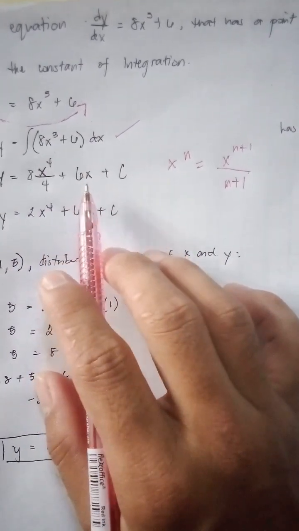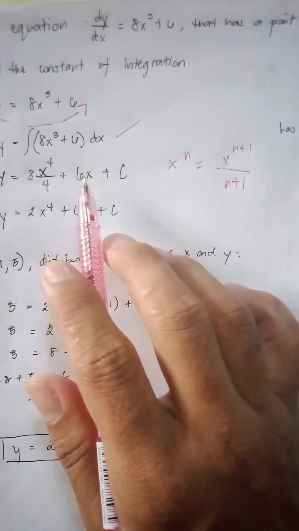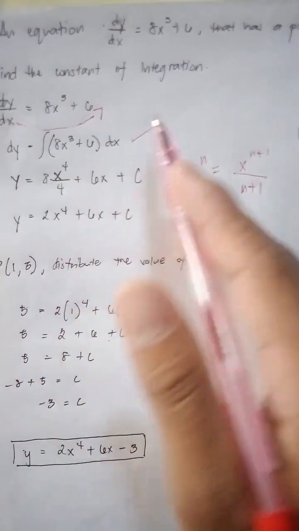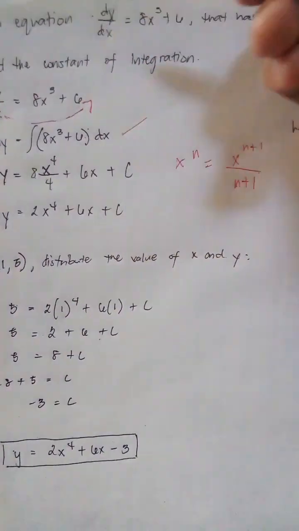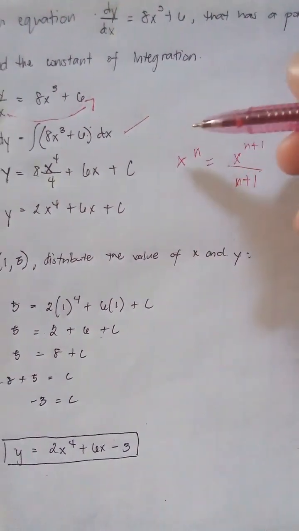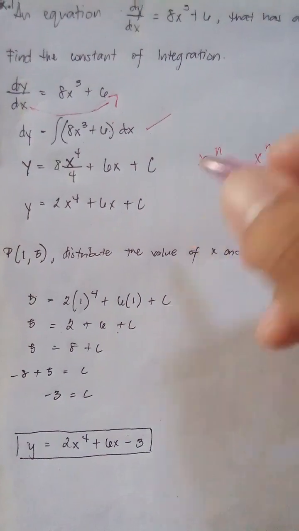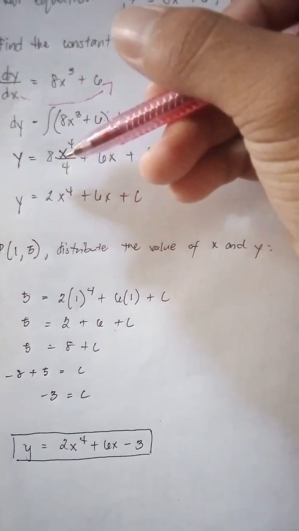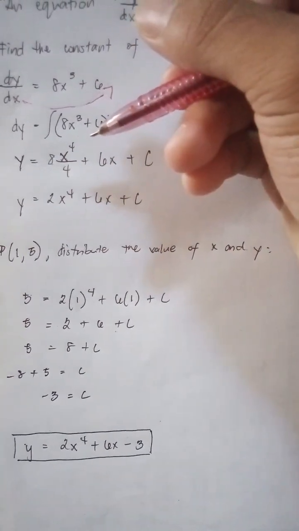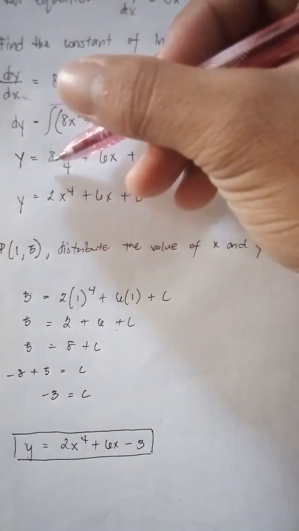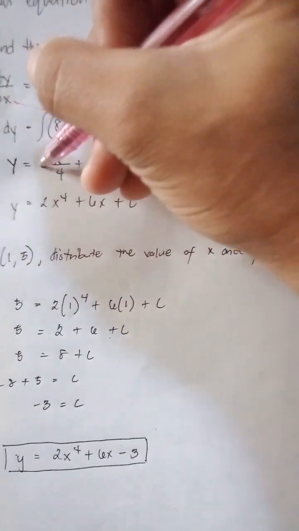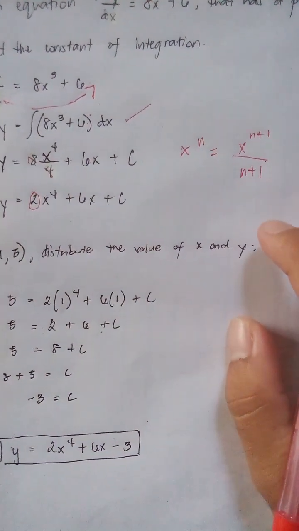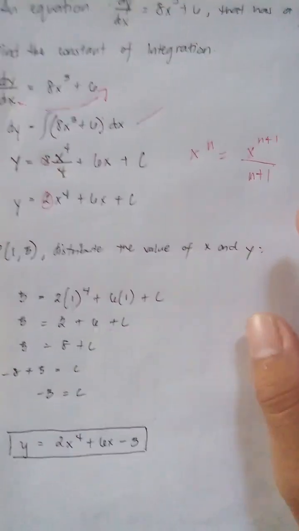And this 6 became 6x because when we take the derivative of 6x, it becomes 6. And then, plus c. After that, we divide this 8 by 4, which turns out to be y equals 2x raised to 4 plus 6x plus c.